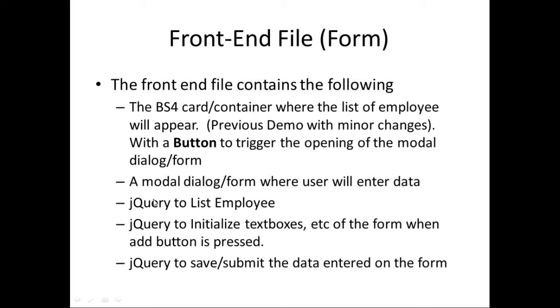Then how about our front end file? This will be more or less the file that will be seen by the user of the program. So the front end file contains the following. One is the BS4, or Bootstrap 4, card container, where the list of employees will appear. And actually these are from the previous demo, with minor changes. One of the changes is that we place a button to trigger the opening of the modal or dialog form.